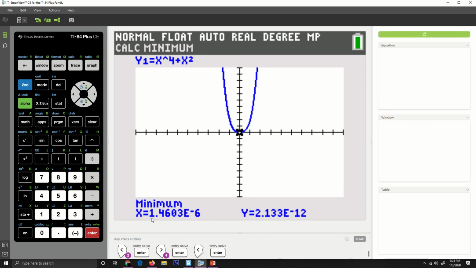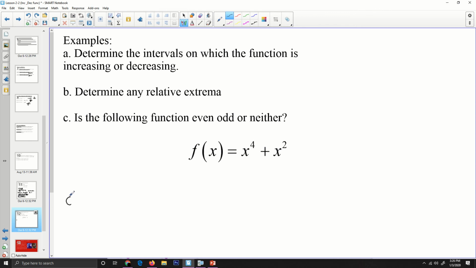And you'll notice we get this little symbol here and this little symbol there. This is scientific notation. This says 1.46 times 10 to the -6th power. So I've got a decimal point, I've got 5 zeros and then I've got a 1. Here for this one, I've got a decimal point, I've got 11 zeros and then a 2. So both of these we're going to consider to be 0. So for B, we have a relative minimum at 0, 0.